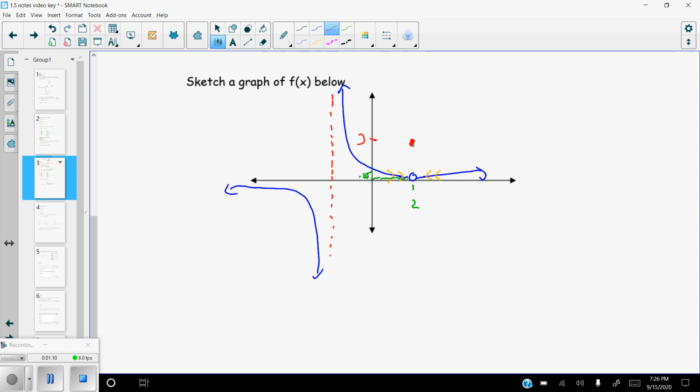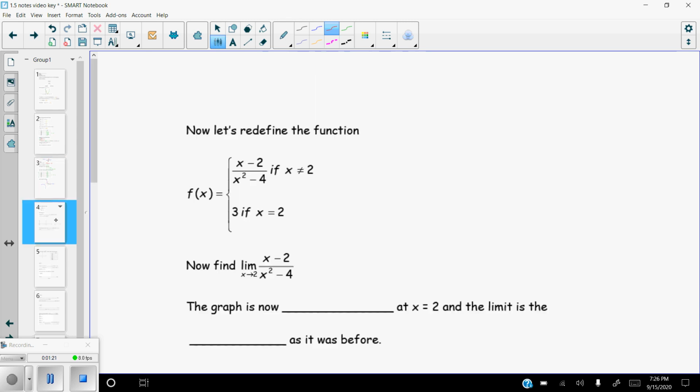So we have a function which has been redefined piecewise, and it's still a function because it passes the vertical line test, because that solid dot is right over top of the hole. So we're okay. Now let's find the limit as x approaches 2 of this function. So the graph is now defined. It has an actual value at x equals 2.